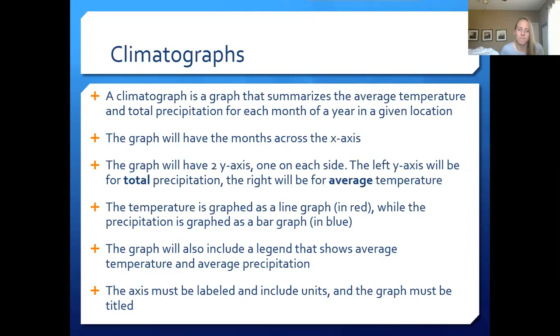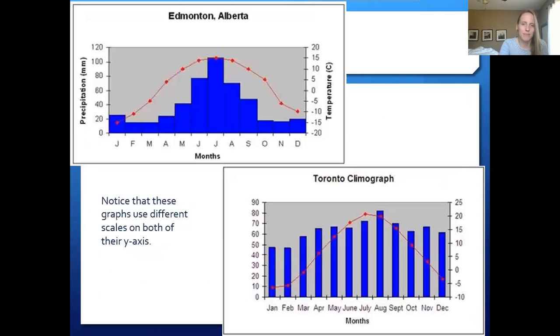And yeah, make sure that the axes are labeled and always double check the labels of the axes to get an idea of what you're looking at. So here are some examples of what your climatograph would look like. So here in Edmonton, you can see the red line is again the temperature.